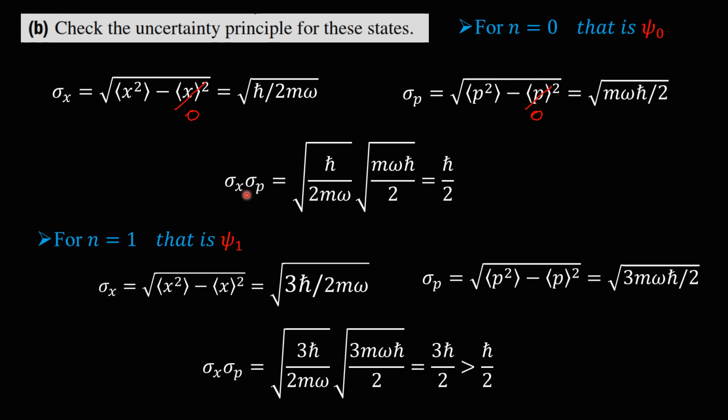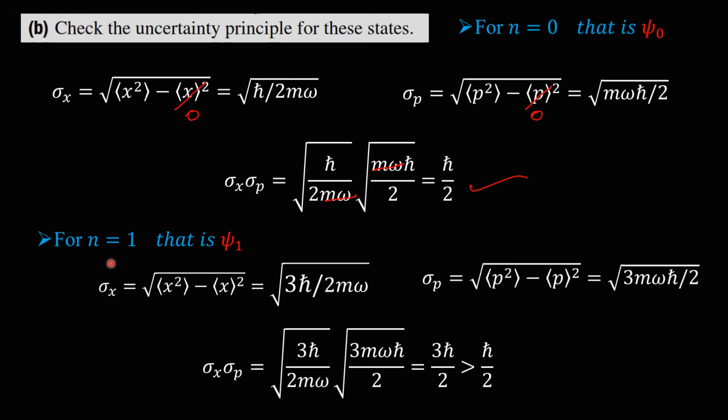Sigma x is square root of h cross over 2m omega, and sigma p is square root of m omega h cross divided by 2. Then here you can see the square root of m omega will get cancelled with the square root of m omega. In the numerator you have square root of h cross into square root of h cross, which is equal to h cross. In the denominator you have square root of 2, square root of 2, which is equal to 2. This is h cross divided by 2, exactly matching the uncertainty principle.